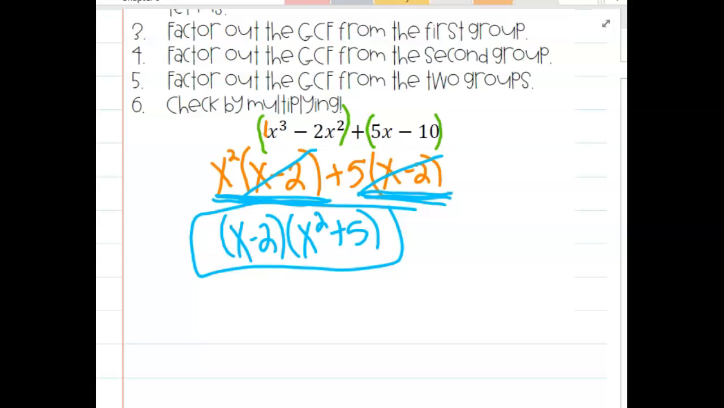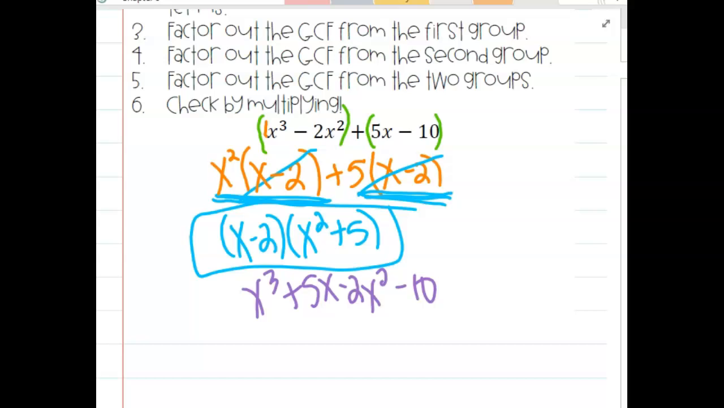Now check. These ones are easy to check. If you were to FOIL this out, x times x squared is x cubed, x times 5 is 5x, negative 2 times x squared is negative 2x squared, negative 2 times 5 is negative 10. I know it's in a little bit of a different order because the 2x squared is out of place, but you get the same thing.